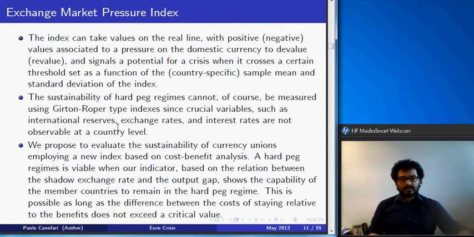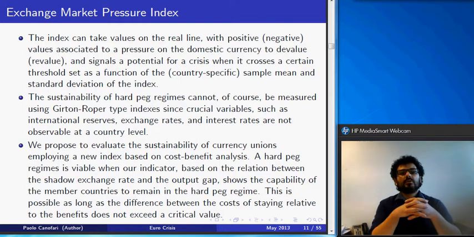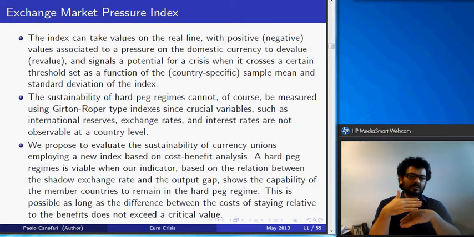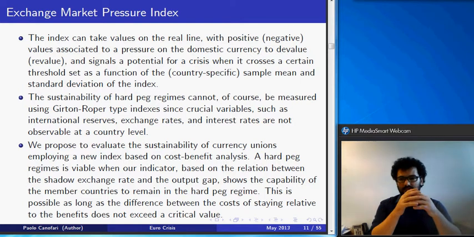When the exchange market pressure index assumes a value above a certain level, there is a pressure to devalue the currency. And when this index assumes a value under a certain threshold value, there is a pressure to revalue the exchange rate. These threshold values depend on the statistical distribution of this index.